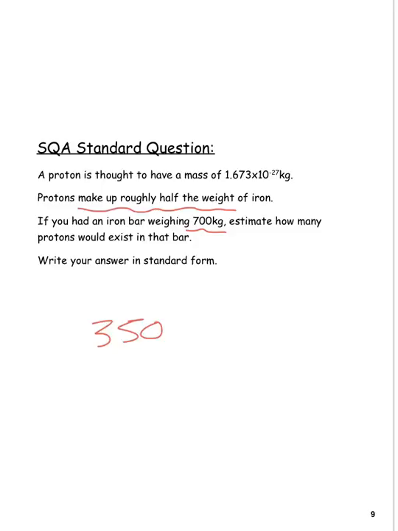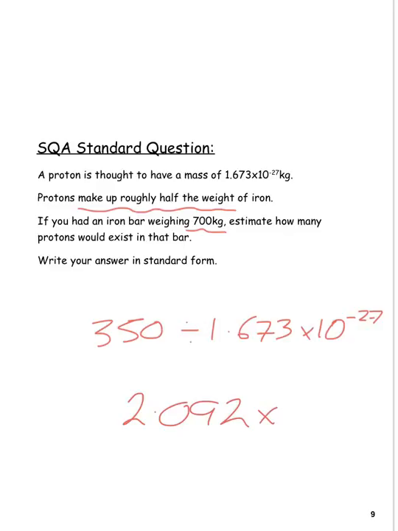Now, if we need to figure out how many protons go into that 350 kilograms, we need to divide 350 kilograms by the weight of one proton, 1.673 times 10 to the negative 27. If you put that into your calculator, you should get a really large number. You should get your final answer as 2.092 times 10 to the power of positive 29.